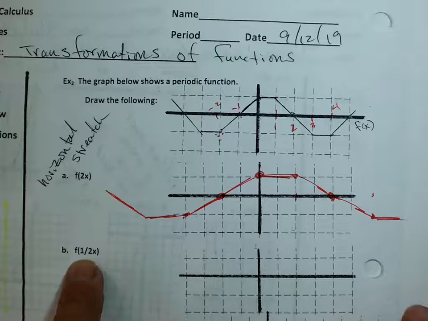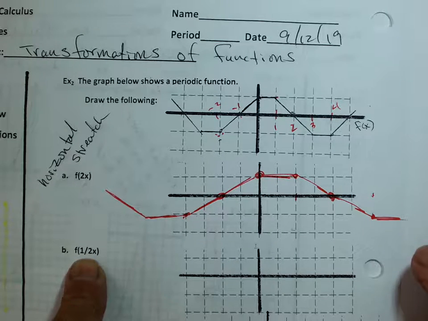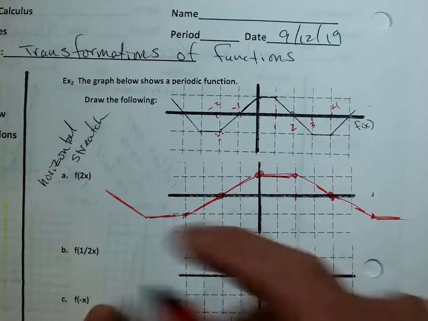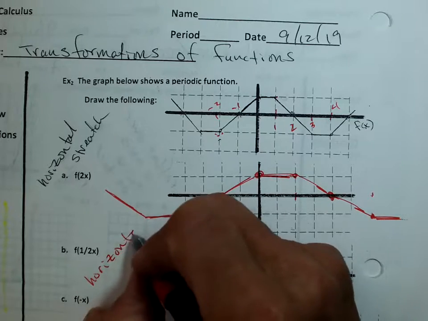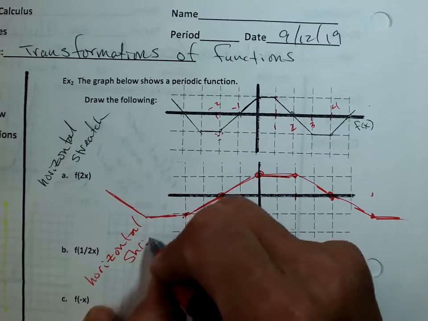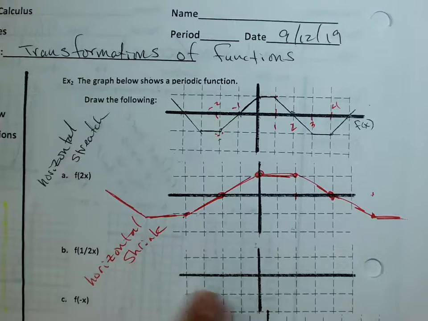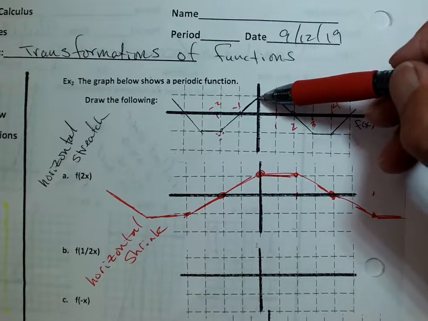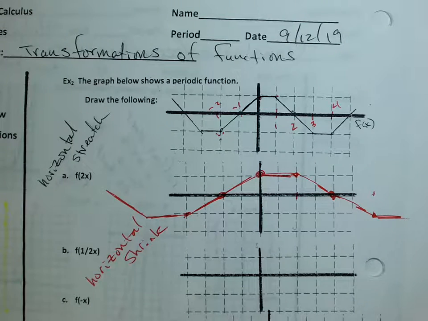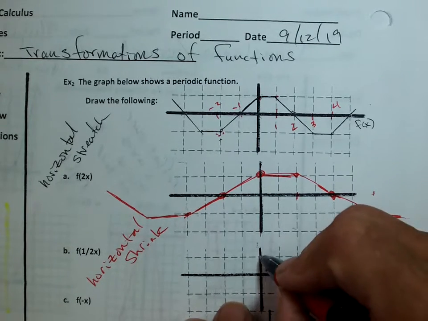B, 1/2. It's on the inside, so we're going to make it half as wide. So it's going to be a horizontal shrink from the original. Okay, so if we go to the original, at 0, it's at 0, but half of 0 is still 0, right? At 0, half of 0 is still 0, so it's going to stay right there.